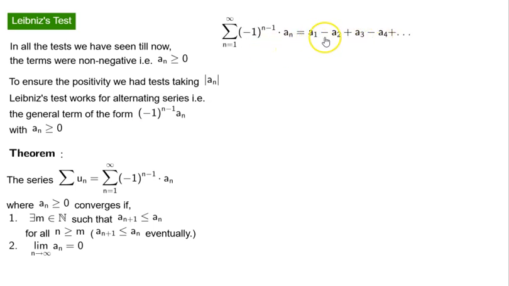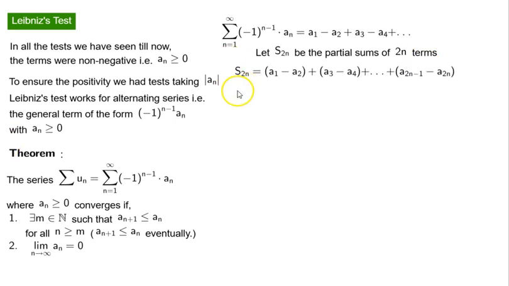So let's say we have this alternating series, a sub 1 minus a sub 2 plus a sub 3 minus a sub 4 and so on. Let S sub 2n be the partial sum of 2n terms. So S sub 2n is equal to a1 minus a2, a3 minus a4, plus dot dot dot, plus a sub 2n minus 1 minus a sub 2n. So this is the partial sum of 2n terms.